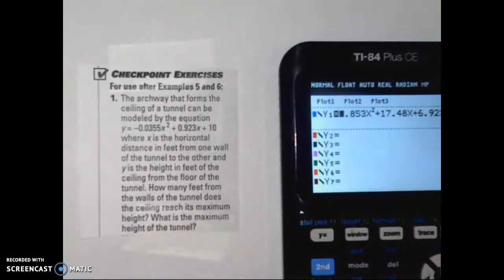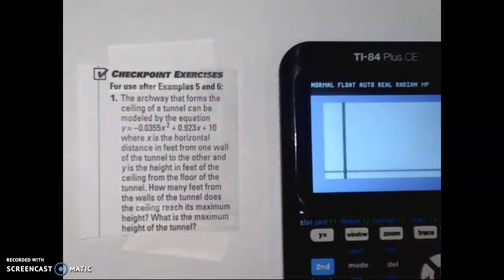Okay, here it is. I'm going to clear this out. Negative 0.0355x squared, x is here, plus 9.23x, x is here, plus 10. So the archway opens down. It's an archway, so it opens down. Let's see what it looks like when you graph it.